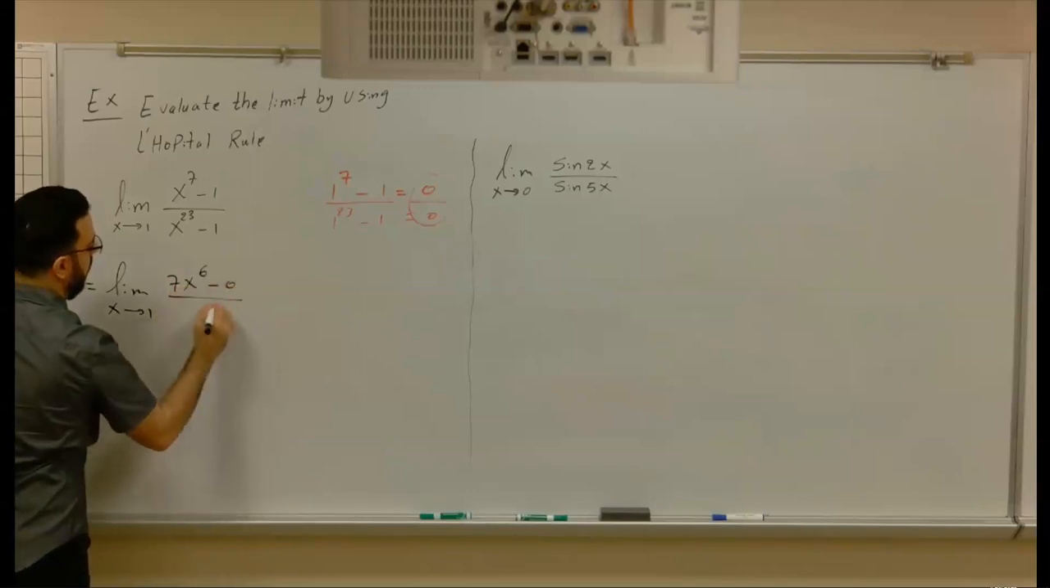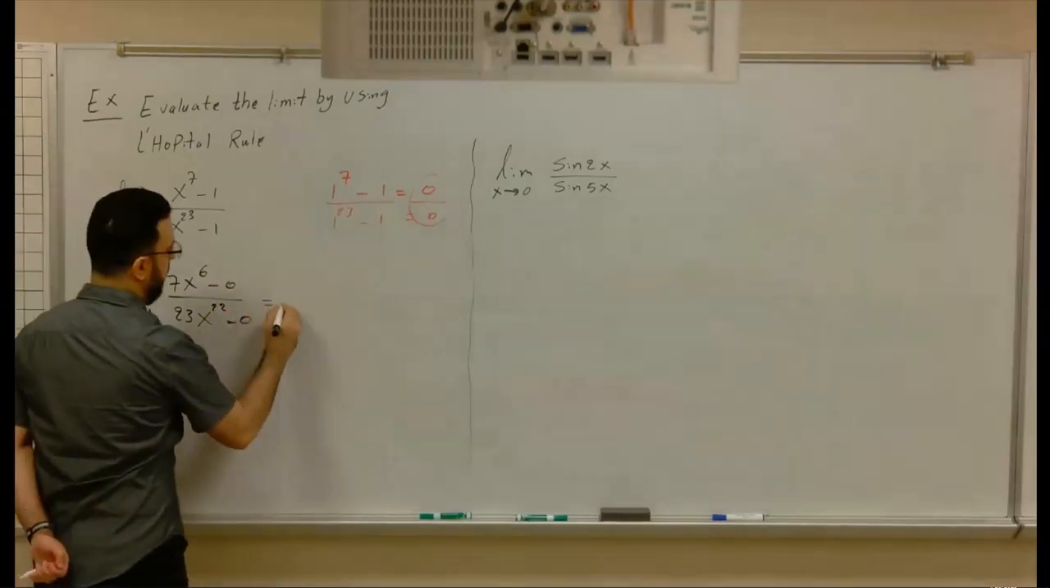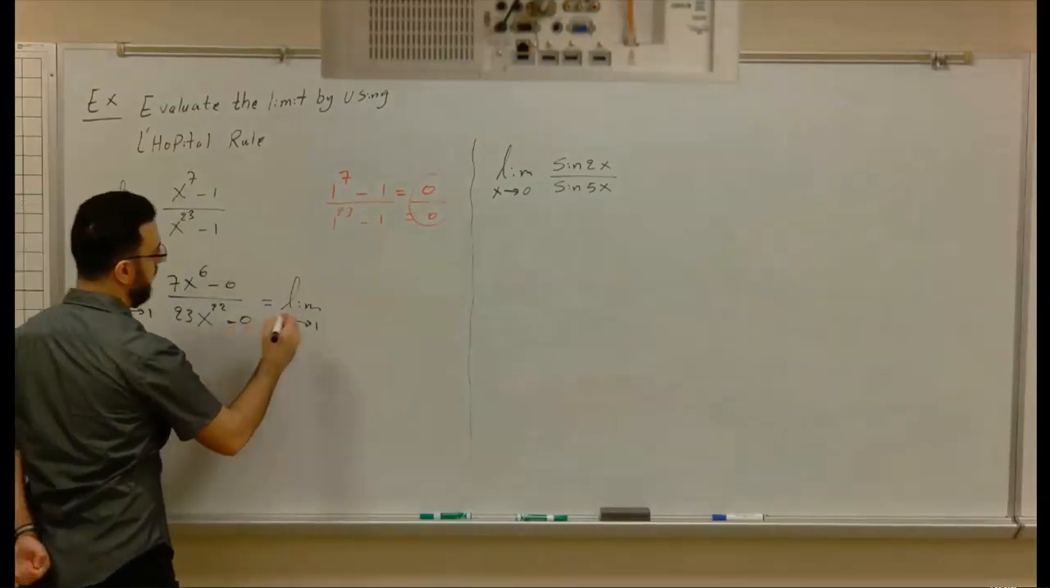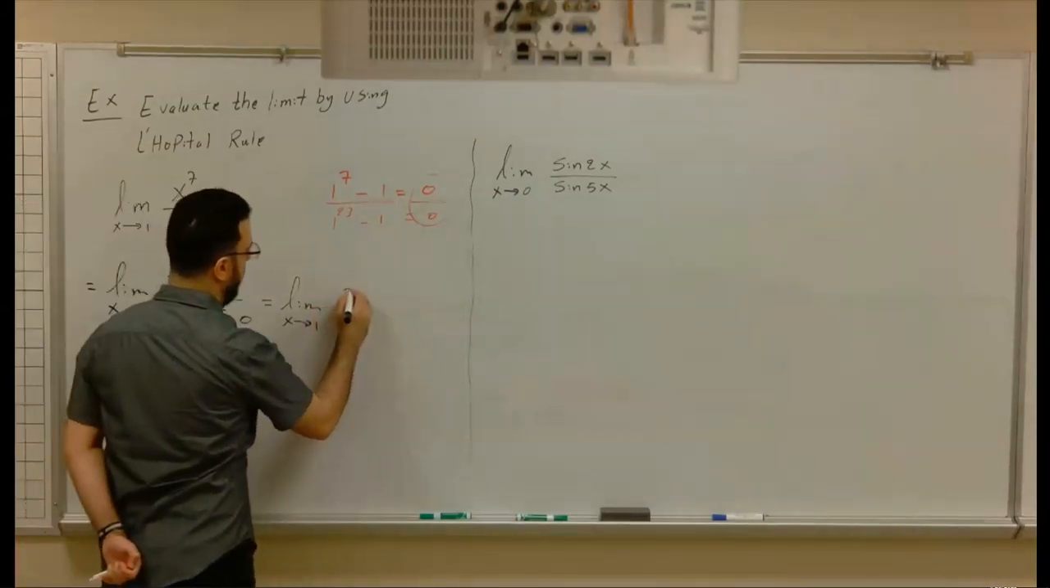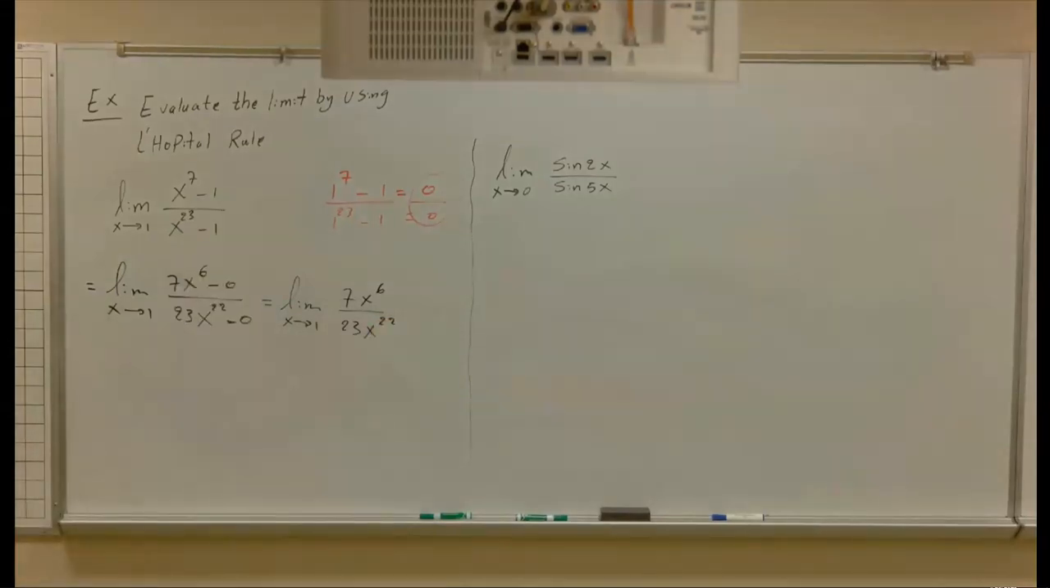Over 23x to the 22 minus 0. That means it's the same thing: the limit when x approaches 1 of 7x to the power 6 over 23x to the 22. Now, if you plug in 1, that's how it's going to be the limit.